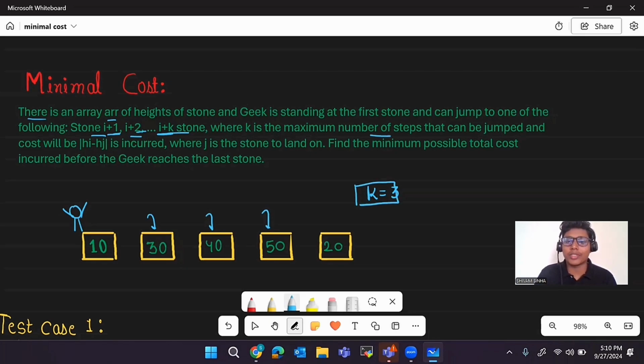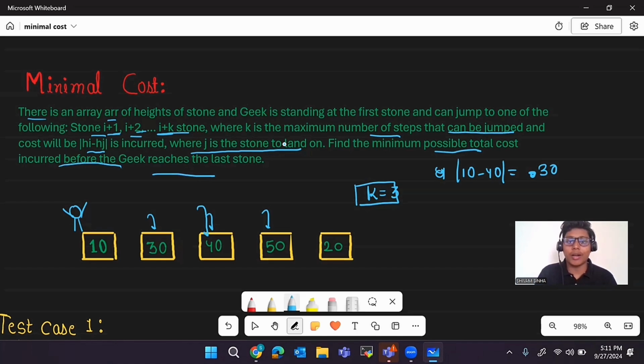Here k is the maximum number of steps that can be jumped, and the cost will be the absolute value of hi minus hj. Now, whenever Geek jumps to one of the stones, it will also cost him something, where j is the stone to land on. Let's say Geek is standing at stone 10. If Geek decides to jump and go to stone 40, then it will cost him 10 minus 40, which is minus 30. But we need to take the absolute difference, which means there will be no negatives, so it will be 30 itself.